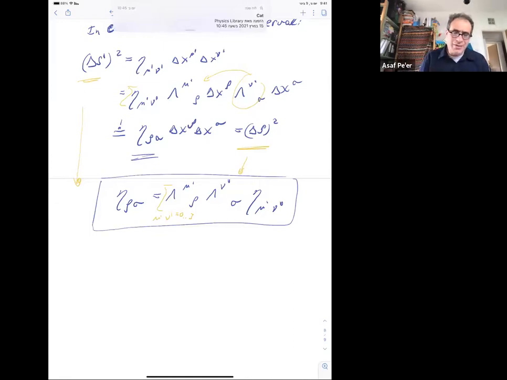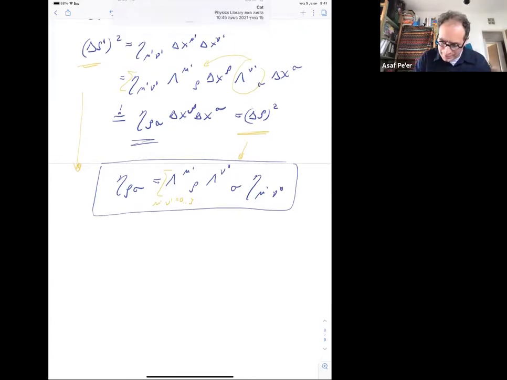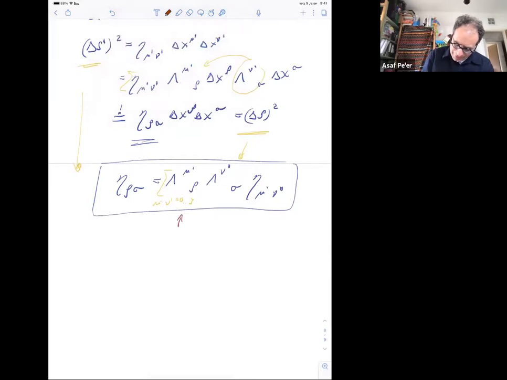Okay, so any matrix which satisfies this is a Lorentz transformation. This is a Lorentz transformation.